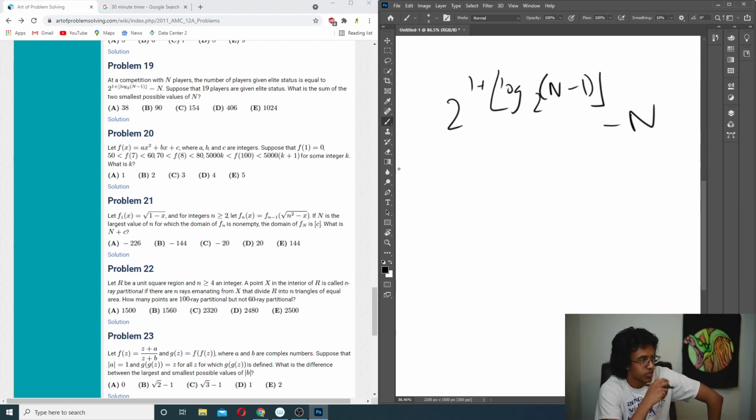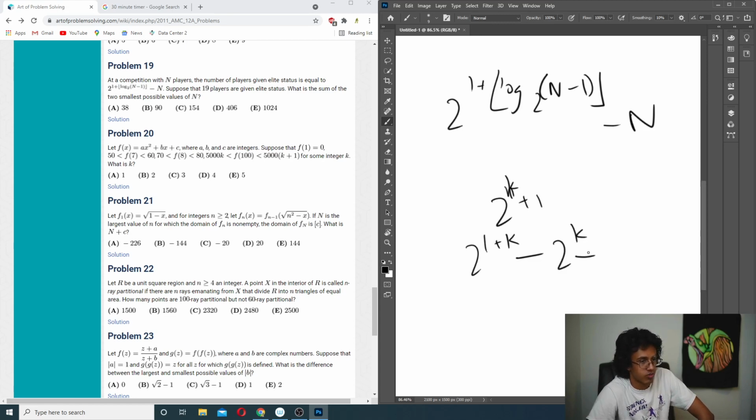So let's just say n is like 2 to the k plus 1, right? Then essentially this thing is going to be k, right? So you get 2 to the 1 plus k minus 2 to the k plus or minus 1, okay? Which is like 2n, right?